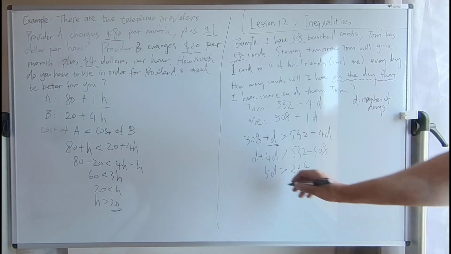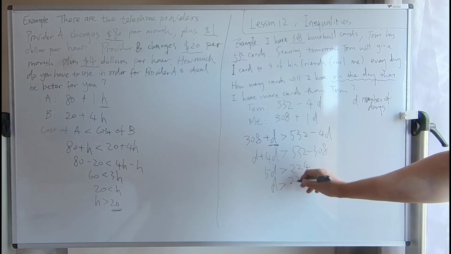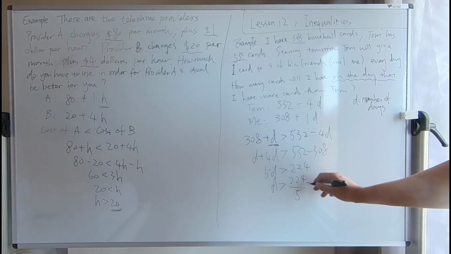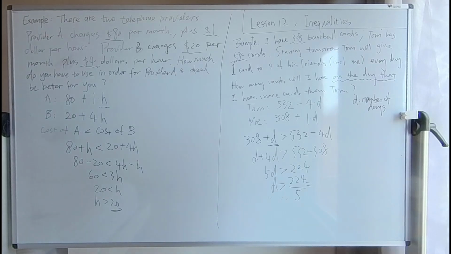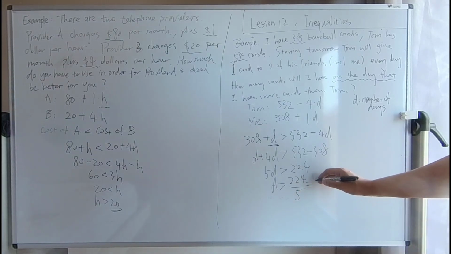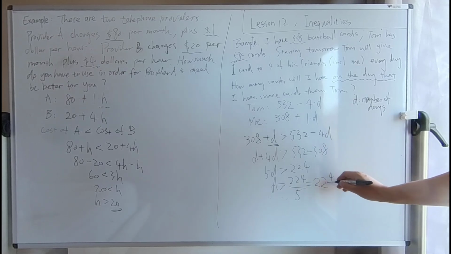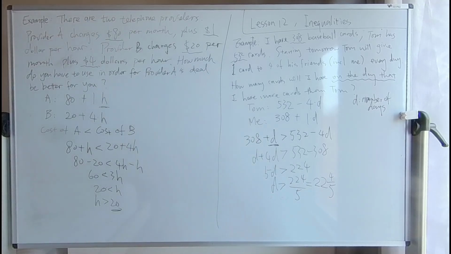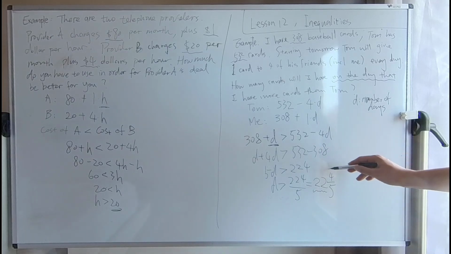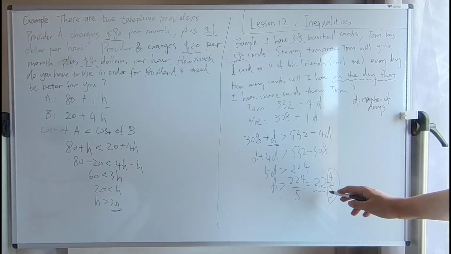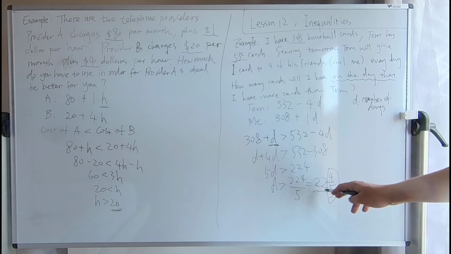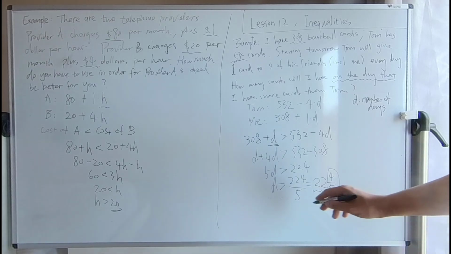I have 5d greater than 224. So I have d greater than 224 over 5. This is not a rounded number, but it's okay, doesn't matter. This is 22 and 4 over 5. It's easier to write this as a mixed number. Remember, we learned from fractions that writing a mixed number, we will know the integer part of the number and what is left over. So apparently, this is a number between 22 and 23, right?